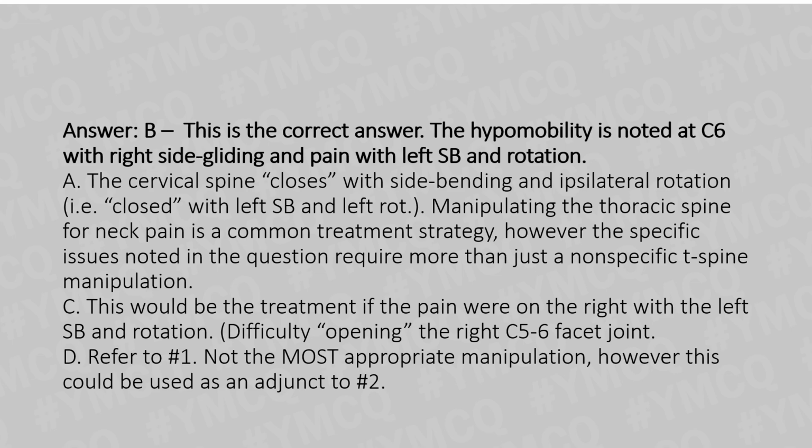Manipulating the thoracic spine for neck pain is a common treatment strategy. However, the specific issues noted in the question require more than just a non-specific T-spine manipulation. Option C. This would be the treatment if the pain were on the right with the left side bending and rotation, opening the right C5-6 facet joint. Option D. Not the most appropriate manipulation, however this could be used as an adjunct to option B.